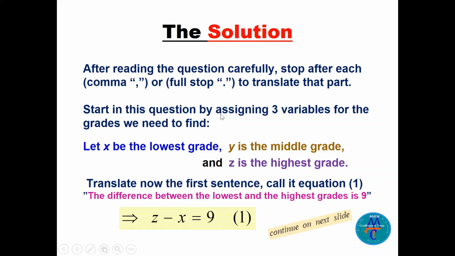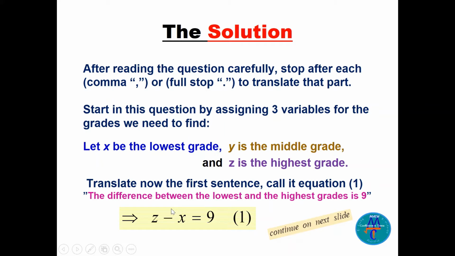Start in this question by assigning 3 variables for the grades we need to find. So we say something like, let X be the lowest grade, Y the middle grade, and Z the highest grade. You can use any letters you like, and let's translate sentence by sentence. Translate now the first sentence and call it equation 1. The first sentence is: the difference between the lowest and the highest grades is 9.